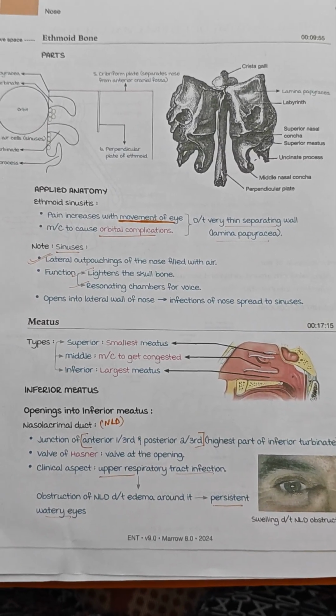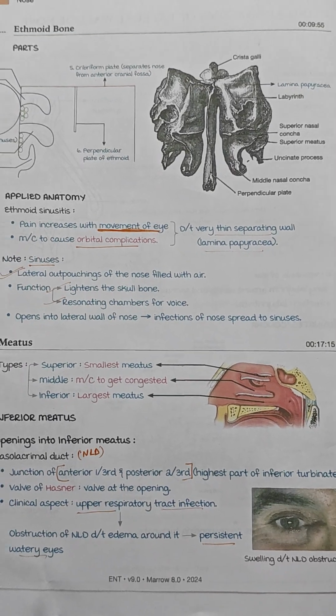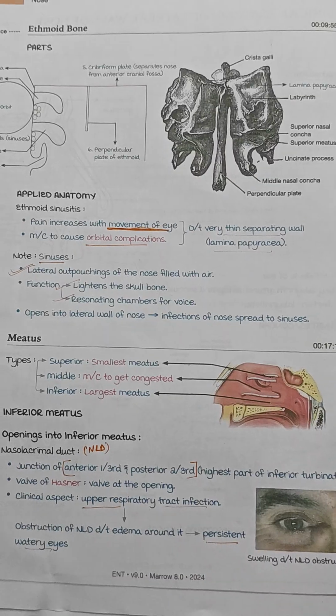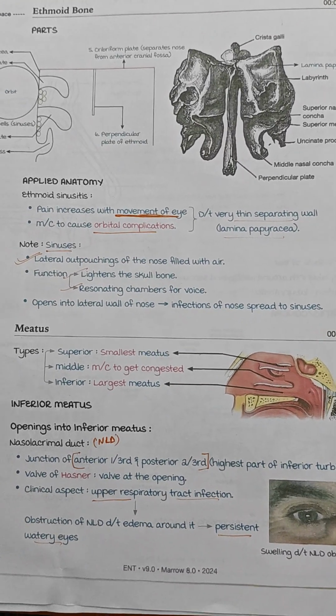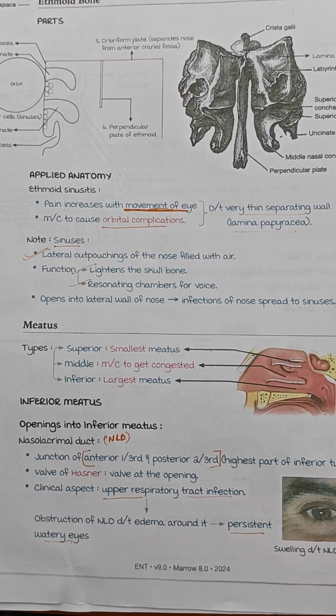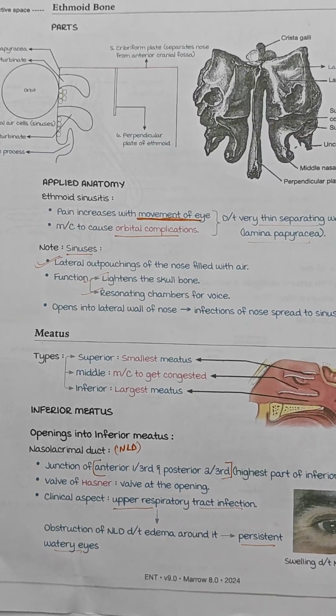So first we start with the inferior meatus. It lies lateral to the inferior turbinate, which is the largest turbinate, hence it is the largest meatus. In the inferior meatus is the opening of the nasolacrimal duct.